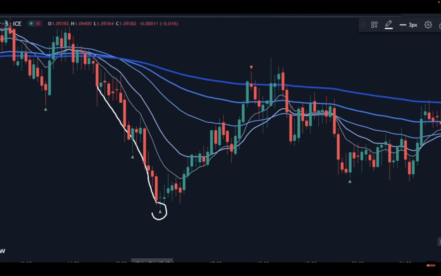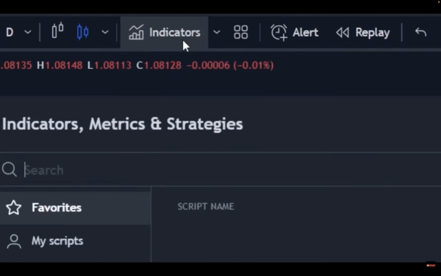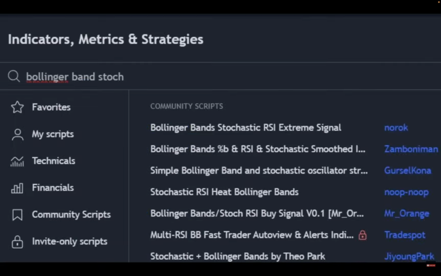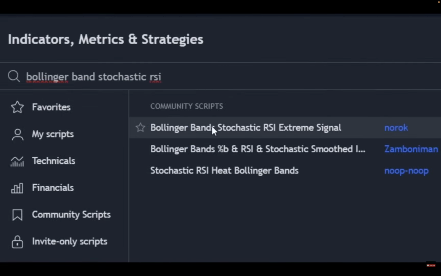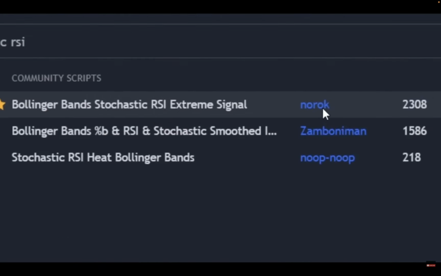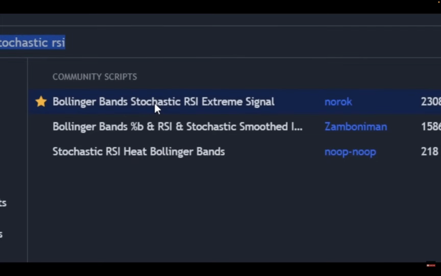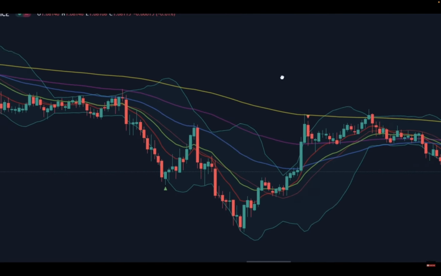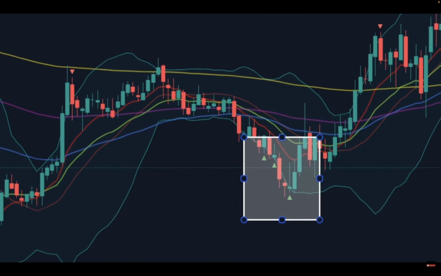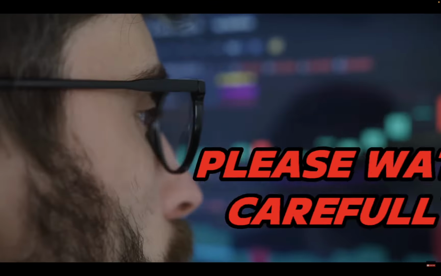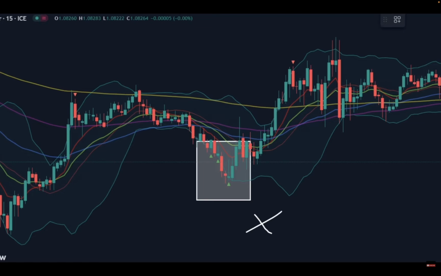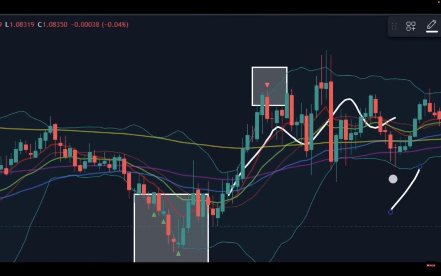Next, we'll add another powerful indicator that can give accurate entries. Click again on the Indicators tab, and then search for Bollinger Band's Stochastic RSI Extreme Signal. Make sure it's by author Norrock. Simply click and apply. Without proper optimization of settings, these indicators won't work as expected. So please watch this part carefully, or you'll miss out on the important optimization settings.